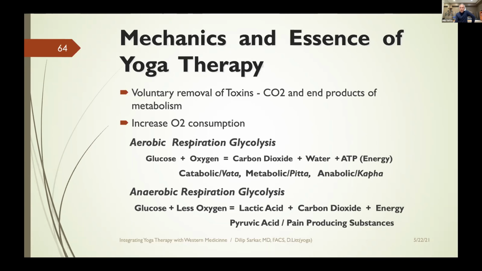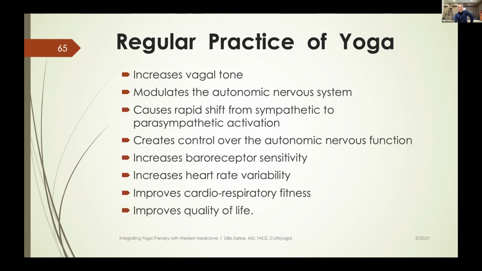If you don't have enough oxygen, it is called anaerobic glycolysis. Glucose with less oxygen forms lactic acid, pyruvic acid, a pain-producing substance that is the creator of all the underlying chronic diseases that we have. Yoga increases vagal tone, modulates the autonomic nervous system, and causes a rapid shift from sympathetic to parasympathetic. Most important, they learn how to control their autonomic nervous system.